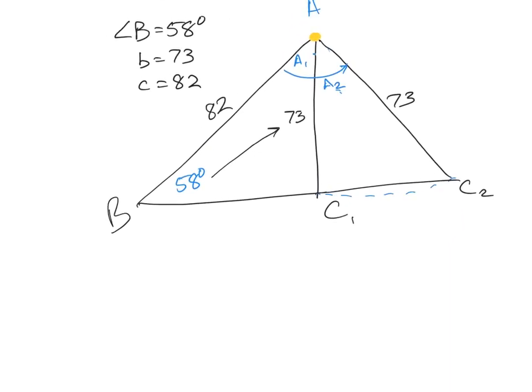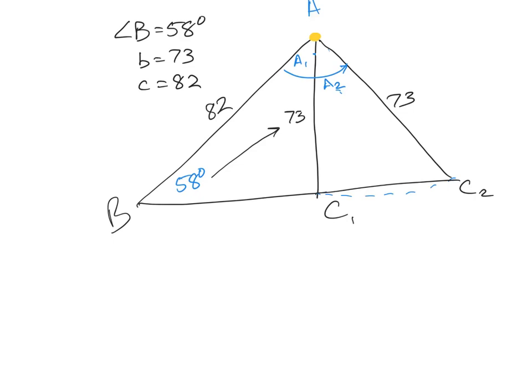Right now I'm just using the information given to find angle C. I don't know if it's C1 or C2. Either it's an obtuse angle or it's an acute angle. I won't know until I do the law of sines. But I do know it's swinging.